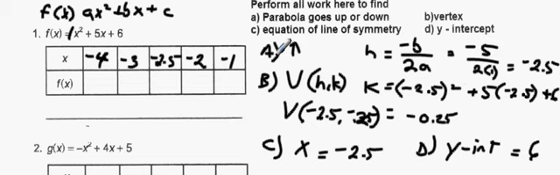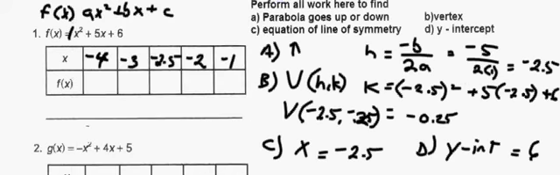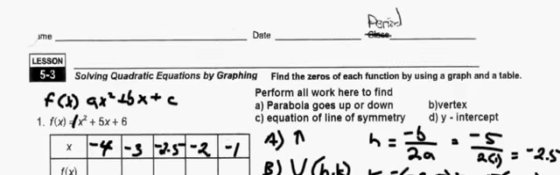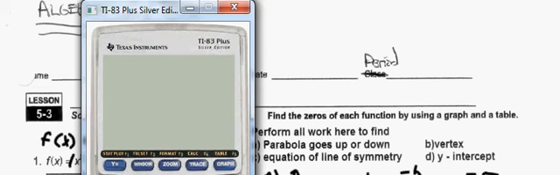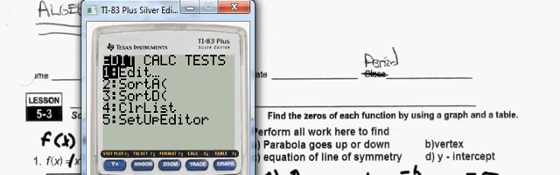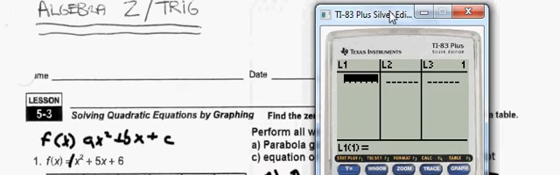Those will give me values on both sides of the vertex, so I'll be able to adequately graph this in a couple different ways. One way I have found is that I like to use a table, which makes it a little easier to do. So I can go stat, edit, and input those figures in L1 for my x coordinate.